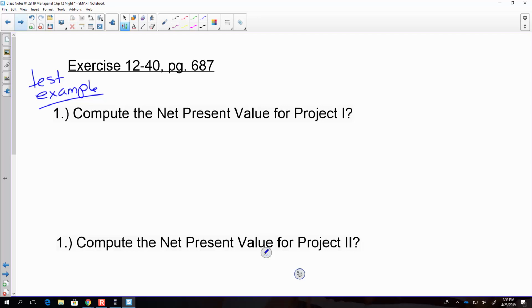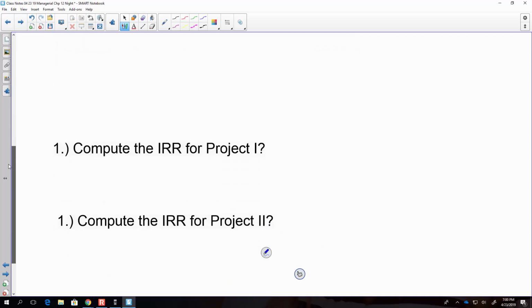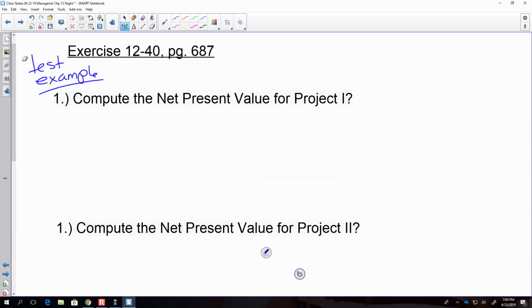We have two projects, Project 1, Project 2. We have to pick one. We're going to compute the net present value first, and then second, the internal rate of return. I want to use the tables, though. I don't want to use our calculator. So let's use the tables. Year 0, how much did I spend in project 1? Negative 100,000. Yep, 100,000.